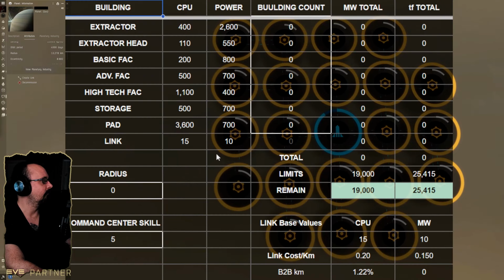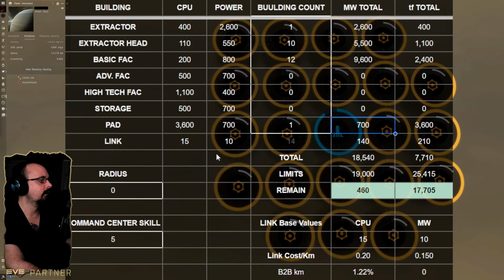So right now I have all the building types here. The link CPU and power is going to be automatically calculated. That's why this is grayed out. We don't actually want to change numbers here. But then everything else here we can put stuff into. So let's say for traditional, how I used to do extractor planets, we'd go one extractor with 10 heads each, and then 12 basic factories and then a launch pad.